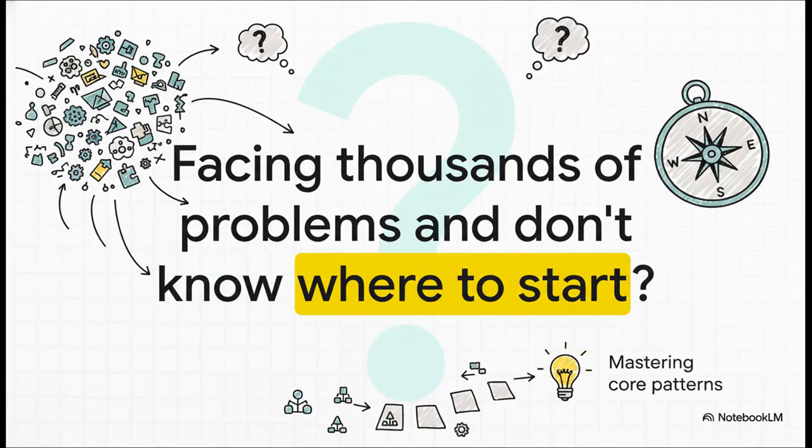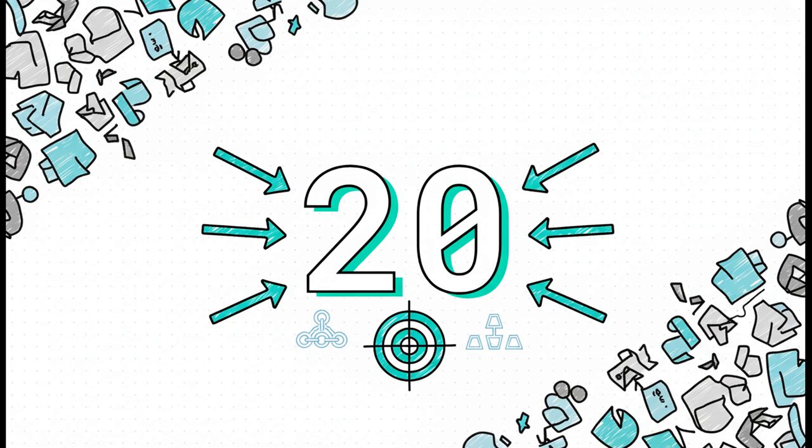You know that feeling? You open up a site like LeetCode, you see literally thousands of problems, and you just get this wave of panic. It's totally overwhelming. It's a classic case of analysis paralysis. I mean, where do you even begin? Well, the answer is not to just start burning through hundreds of random problems. The real secret here is focus. And the magic number? It's 20.